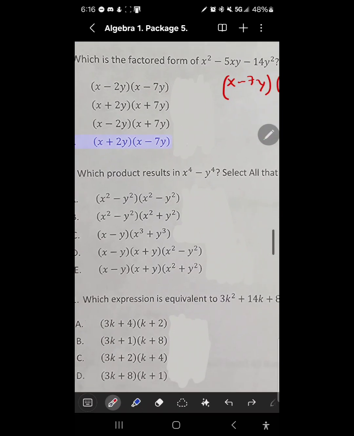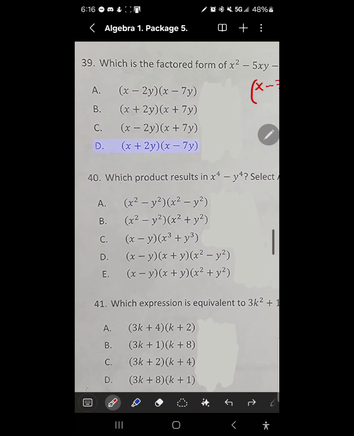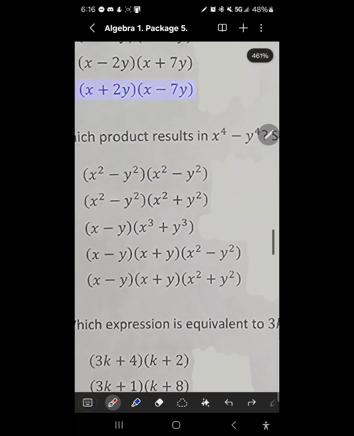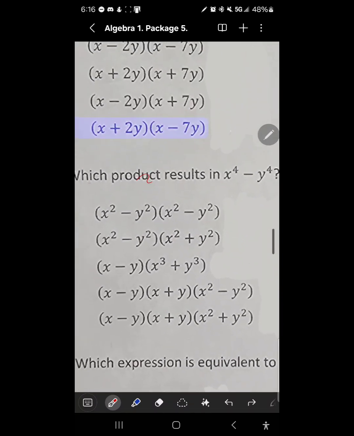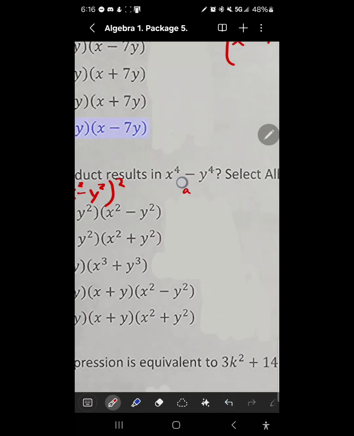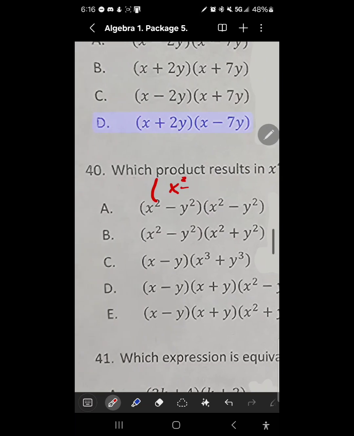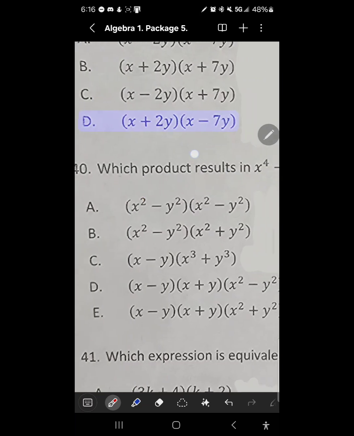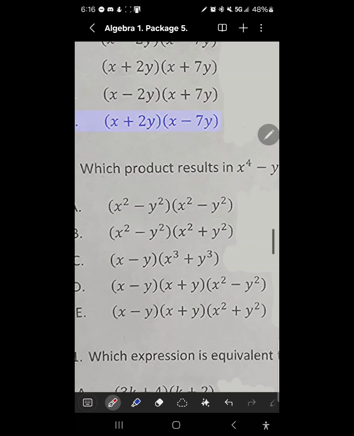Now, which product results in... Okay. So here, this is the same as saying in A, x squared minus y squared to the 2, right? And for here, I'm going to have a formula, which is going to be a squared minus 2ab. And as you can see, it has nothing to do with what we're looking for. So I can simply discard that.